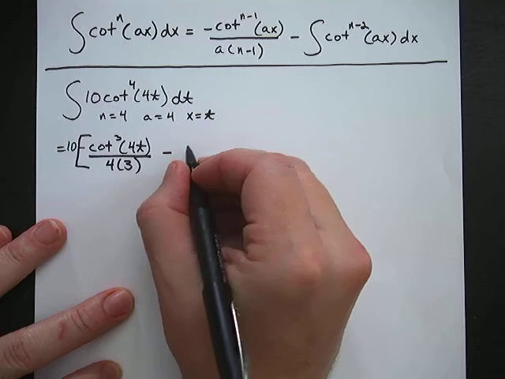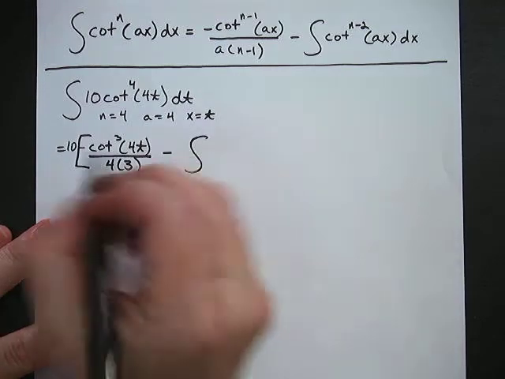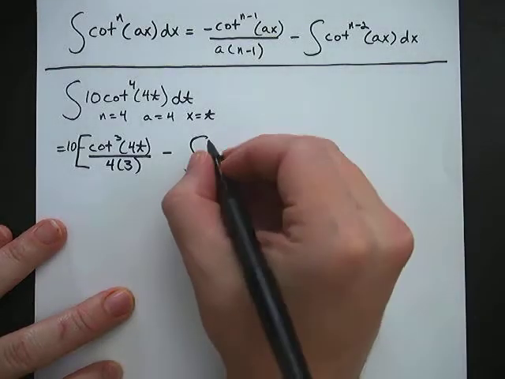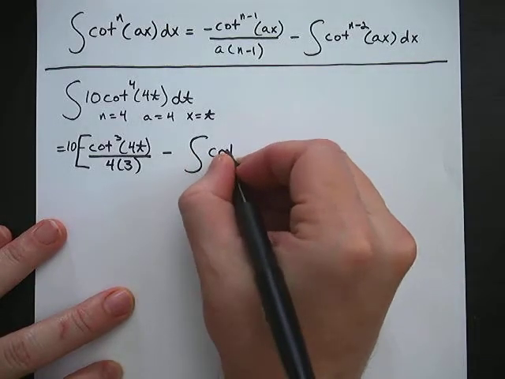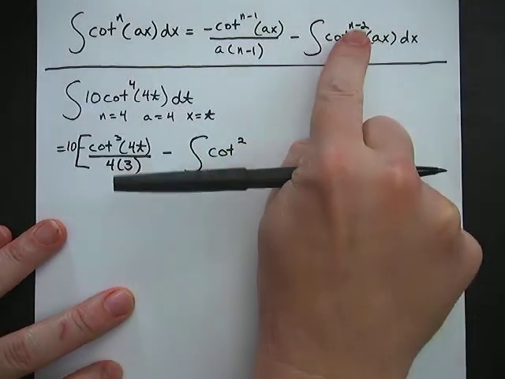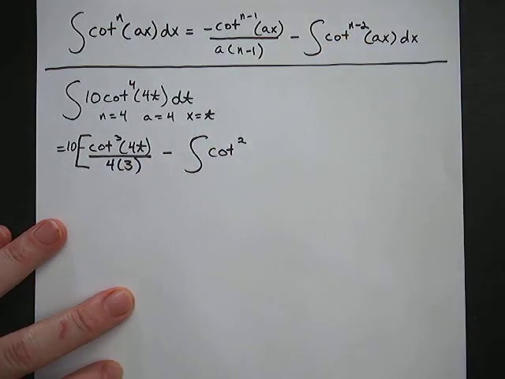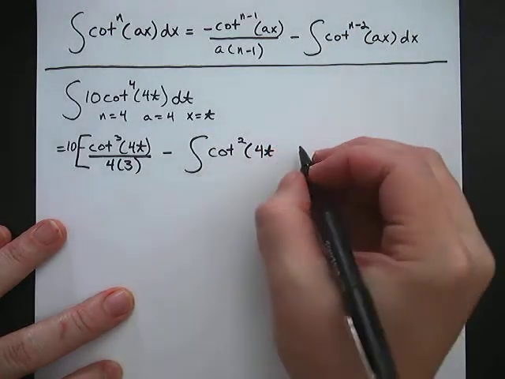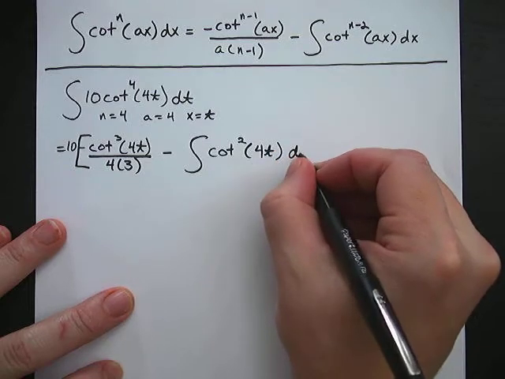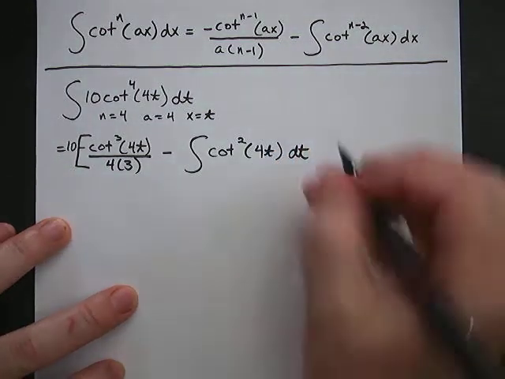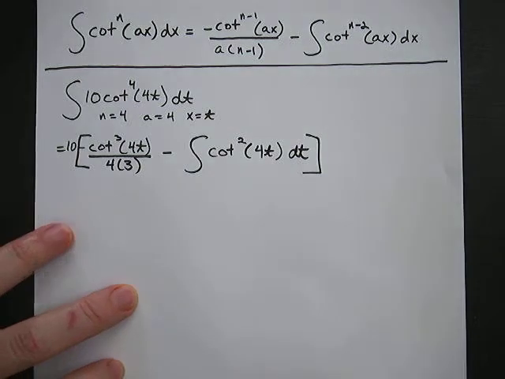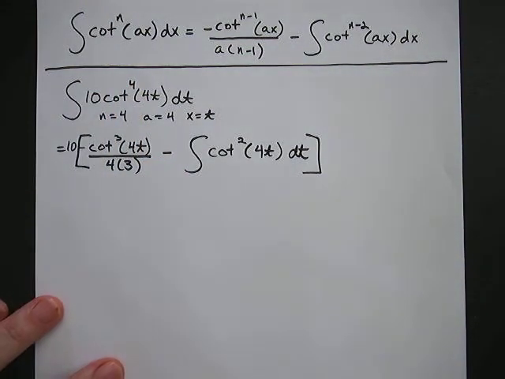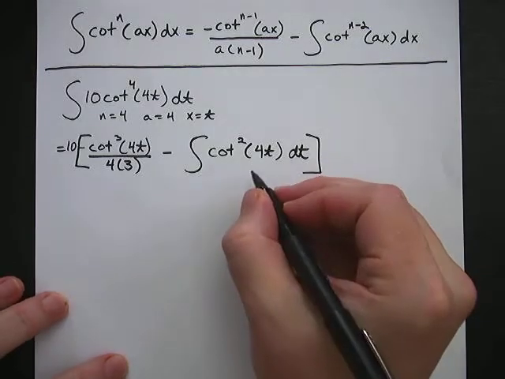And then minus the integral of, and I don't have to put the 10 again because I put it out here, of cotangent squared, because it's n minus 2, and our n is 4, of 4t dt. And then close that bracket up. Okay, so that gets us down from a power of 4 to a power of 2. And then we can do that again.